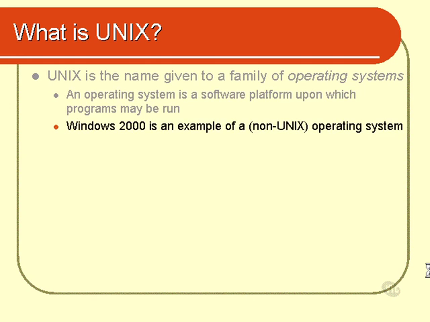An example of a non-Unix operating system is Windows 2000. Another is Windows 98, and another is DOS. Windows 3.1 is not an operating system. On a Windows 3.1 computer, you must first have the operating system DOS installed, and then you can install Windows 3.1 as a graphical multitasking interface above the operating system DOS.